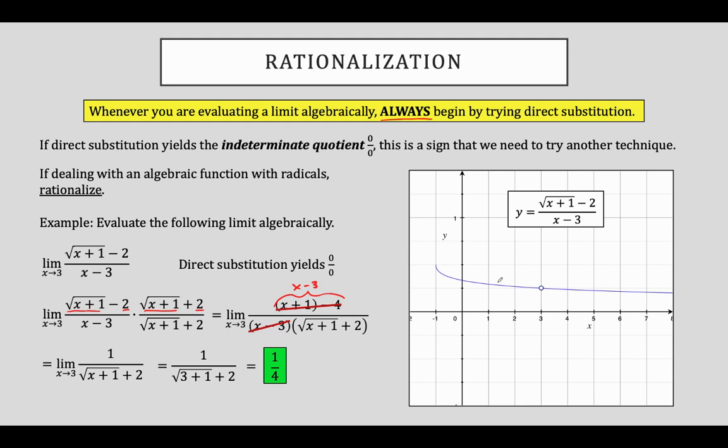Well, notice there is actually a hole in the graph when x equals 3. But as the x values get closer and closer to 3 from both the left and right-hand side of x equals 3, the y values get closer and closer to 1/4. There is our rationalization technique.